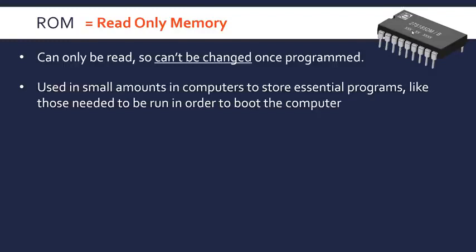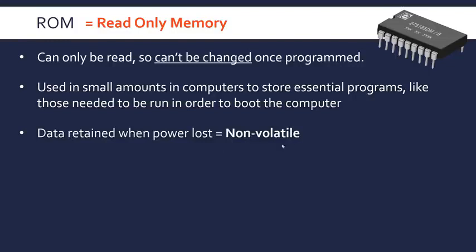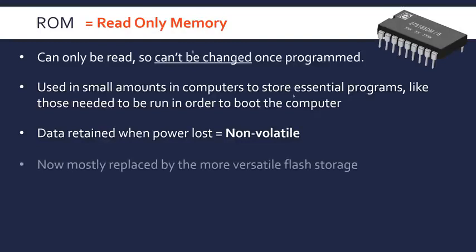So they tend to store firmware, which is a type of software which is very closely linked to hardware. It helps hardware to work, and it doesn't need to be changed, which is why it fits for purpose. So this is very much non-volatile. Data is retained when power is lost. Otherwise, that would defeat the whole point, because you would never be able to get your essential program. It should be said that actually ROM is mostly replaced by flash storage, which is also non-volatile, but ROM is still used in some cases.